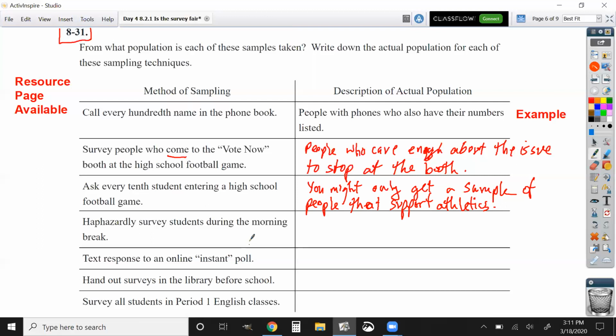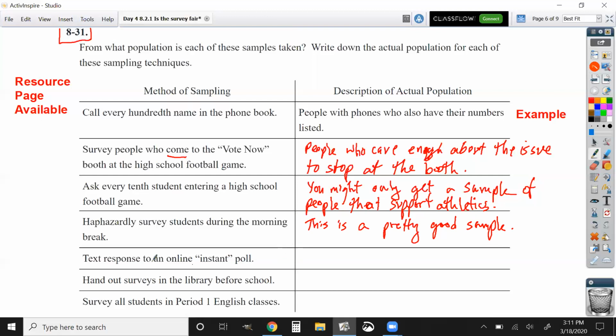Okay, next one. Haphazardly survey students during a morning break. This is a pretty good sample. It's relatively random. The only comment I could have against that one is that maybe you're only getting people who are morning people, not the people who get up late, but I don't know.